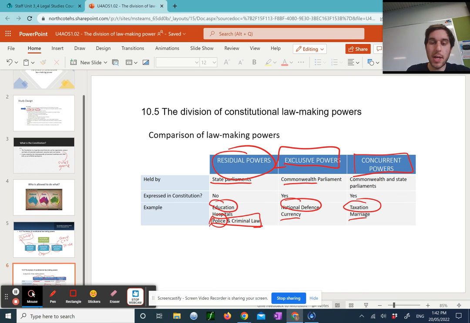And this slide encompasses everything we need to know for this topic. First of all, you need to know what these three powers are. You need to know who holds these powers, and you need to know an example of what some of these powers are. And that's it for the division of lawmaking powers.